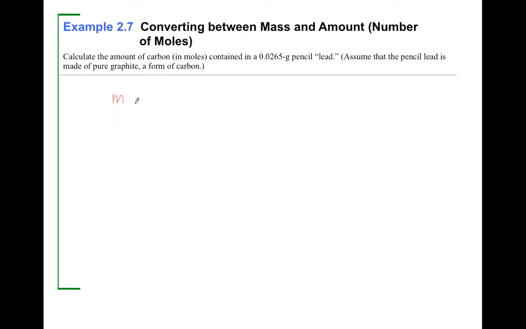We're given a mass of carbon, right? And it's 0.0265 grams, all right? And we look up the formula weight of carbon. This is in your periodic table. And it's 12.011 grams per mole. Okay. Calculate the amount of carbon in moles.